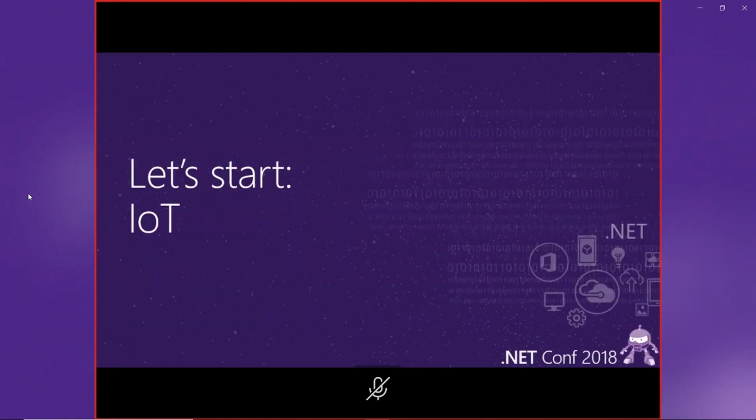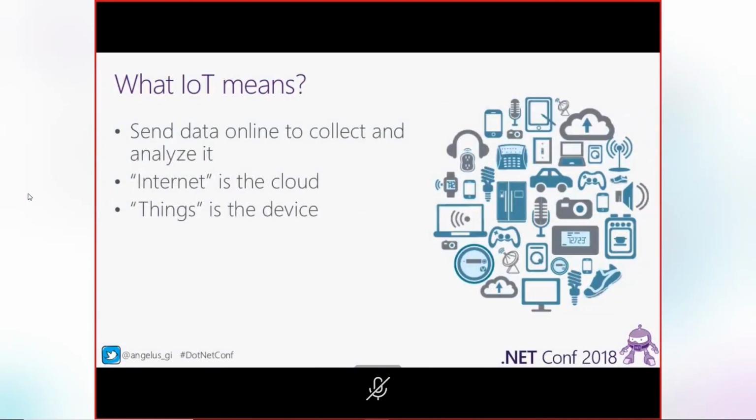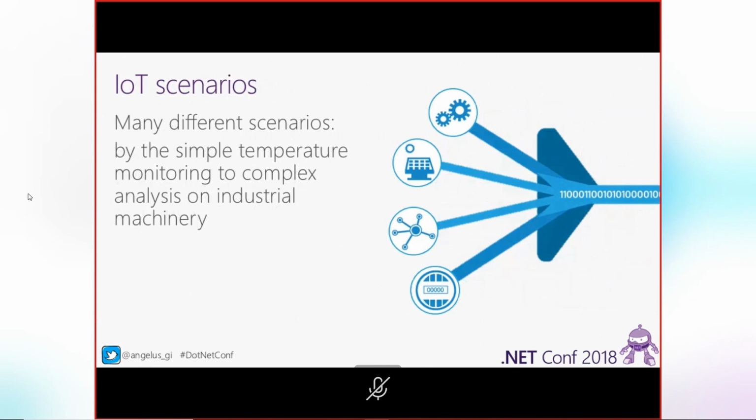The first part of this presentation is focused on IoT, but what does IoT mean? IoT obviously means Internet of Things, and it is a more intelligent way to collect data coming from every device that we can consider a thing, and bring this information to the cloud, to the Internet. In this scenario, we can find a lot of examples, from the simplest one, remote temperature measuring, to more complex ones, such as analysis of industrial machinery.